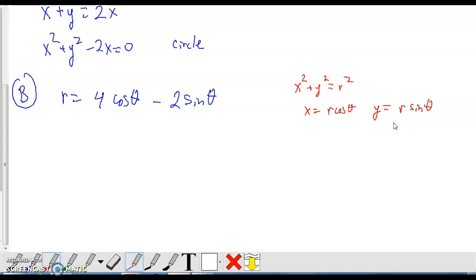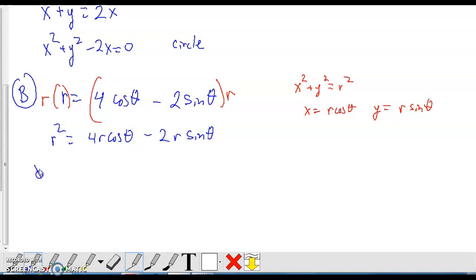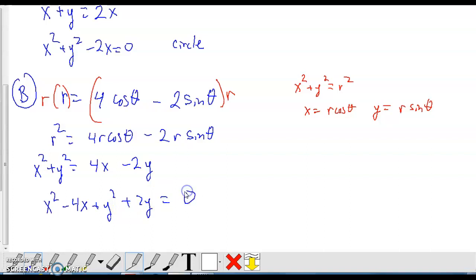All right, if you're coming back from a paused video, hopefully this is something that we've gotten. Again, a kind of similar situation. I don't have an r squared, so I can't replace that. These two are both missing the r's, so I'm going to do exactly what I did before. I'm going to multiply everything by r. So this will become r squared, 4r cosine of theta minus 2r sine of theta. So x squared plus y squared is equal to 4x minus 2y. Move everything over, so I'm just going to make the x's be with the x's and the y's be with the y's and call it a day. That's as far as we need to go.